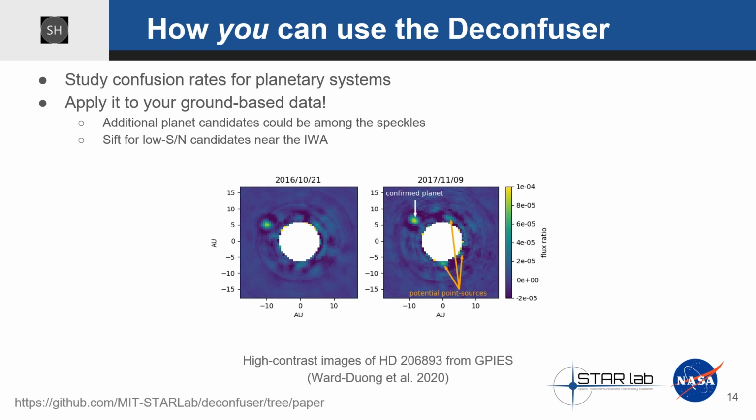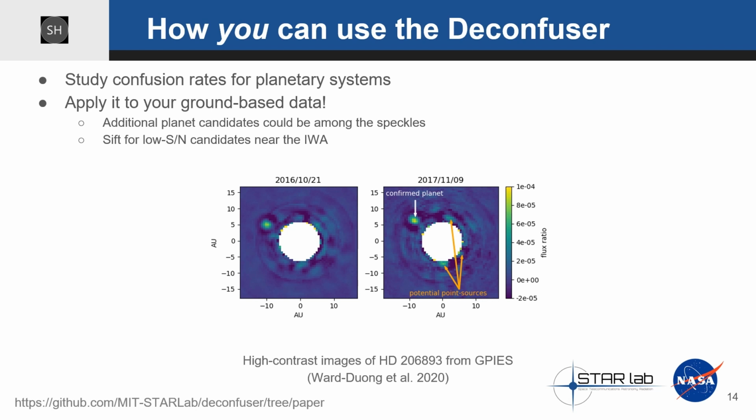But the second point that's also pretty exciting is you can take the deconfuser and apply it to real ground-based data. So we have done a little bit of kind of a proposal early study with this, but it is possible that there could be additional planets hiding among the speckles in an image.